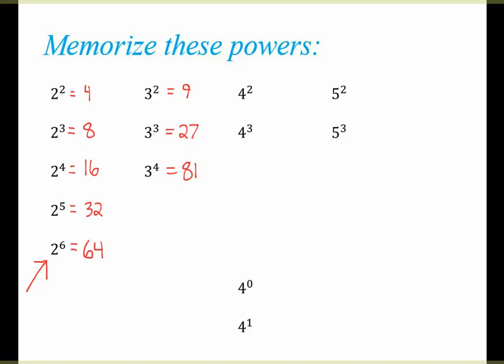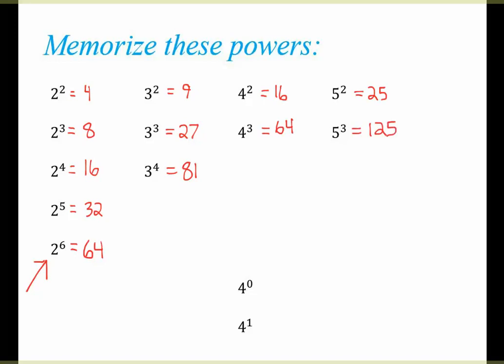All right, 4 squared we know is 16. 4 cubed is going to be 4 times 4 times another 4, which is going to give us 64. And then 5 squared we know is 25. That's on our multiplication tables. 5 cubed is going to be 25 times 5, and that's 125.